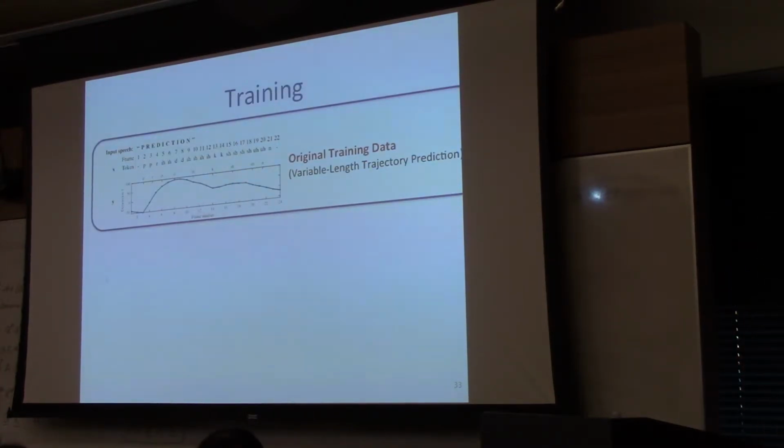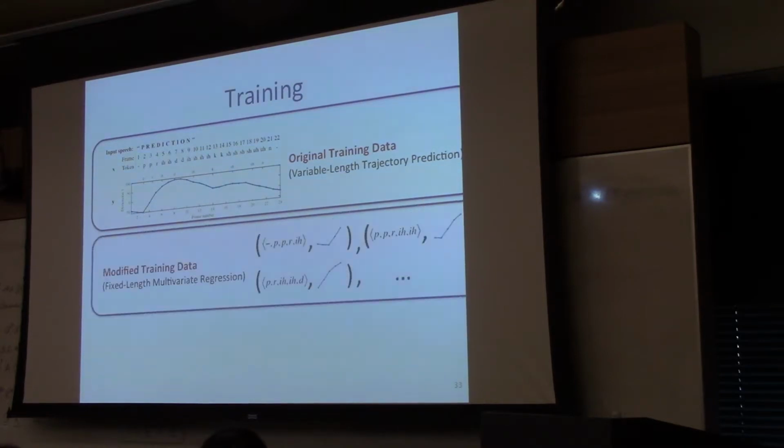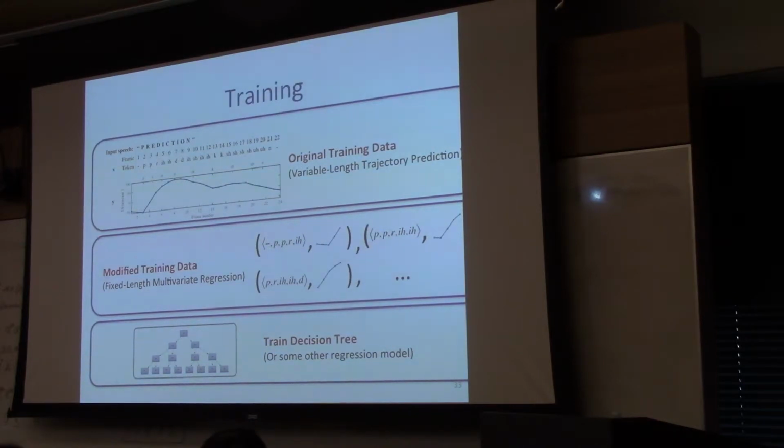So training, just like in the edge detection problem, the high-level idea is the same. This is our original training data of variable length trajectories. We create a modified training data of fixed length 5 sub-trajectories. We treat it like a multivariate regression problem, and we train a decision tree on this. You could also use a neural net.